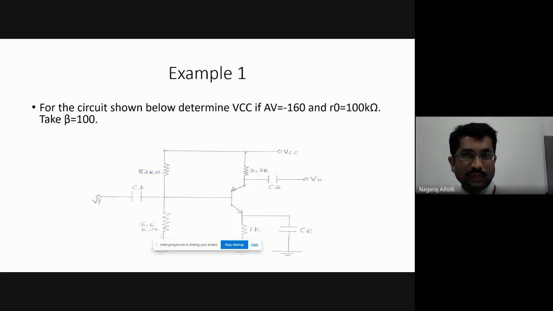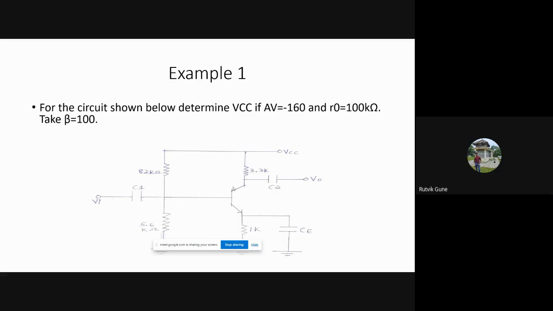Just write one sentence of what I told there, that if RB is replaced by R1 parallel R2 in the fixed bias configuration, it will give all the formulas for the voltage divider bias configuration. That one sentence you will write there, and then start deriving all the performance parameters of the voltage divider bias configuration. Okay. Right, sir. And sir, I have a doubt in the second and 12th question, sir.